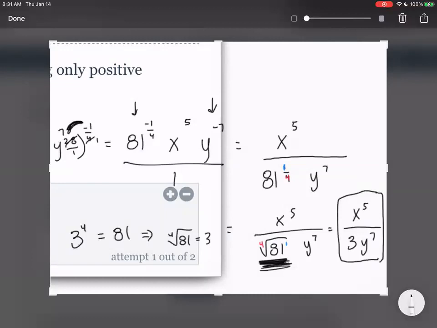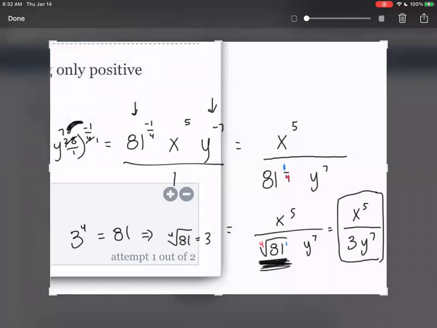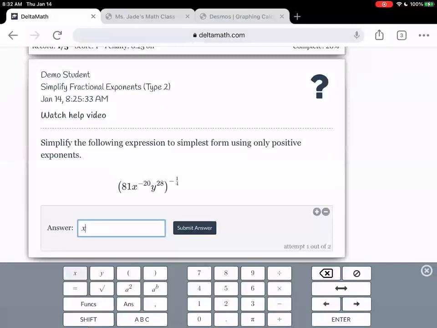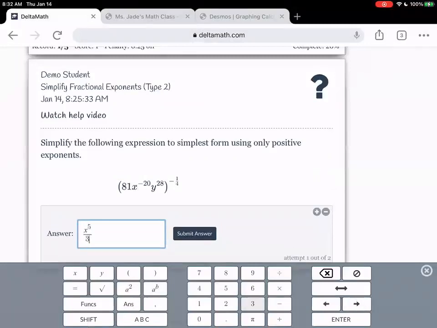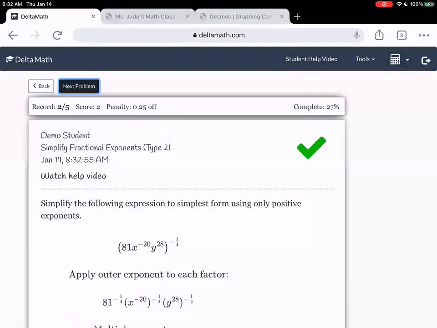And then I'm going to pause here and see if you guys have any questions. Okay, so x to the power of 5 over 3y to the power of 7. I think I can remember that. Okay, let's do, oh sorry, it was lagging. Okay, let's do another one, and then we'll go to the last section.